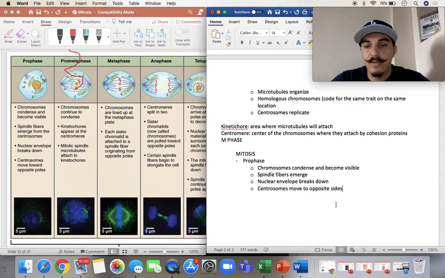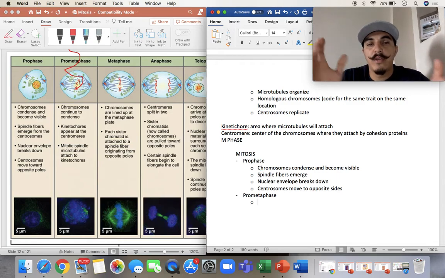It's kind of cool. Okay, now we have what's called prometaphase. So this is kind of like an in-between prophase and metaphase. It's really just prepping and making sure everything is almost ready. So you see the difference, those spindle fibers are really long now. They're really attaching to those kinetic cores inside. So that's mainly it. So it's just kind of like an in-between phase. They don't think it's one or the other. It's more like in between.